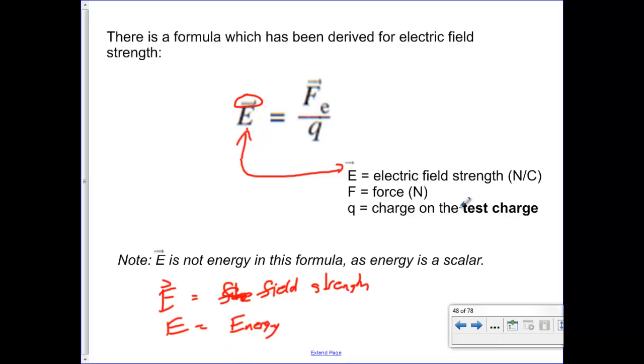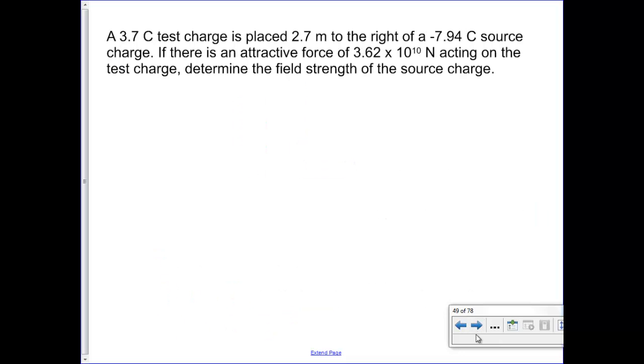One more thought here. You also need to make sure that you use the right Q value. This Q is the charge on what we consider to be the test charge. The test charge itself is not the one emitting the field. So we have to divide by the test charge because we don't actually want to account for the one that we're testing with. We want to calculate the field based on the other object. So let's do some questions.